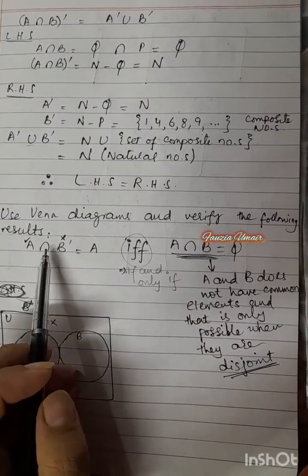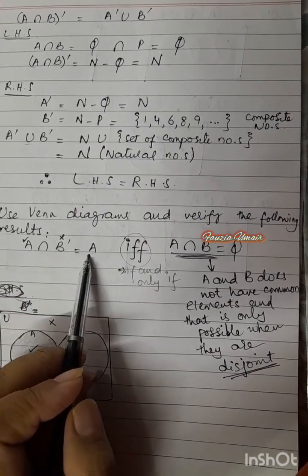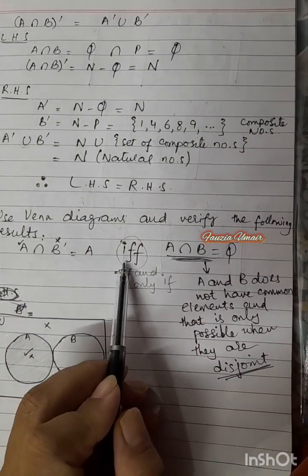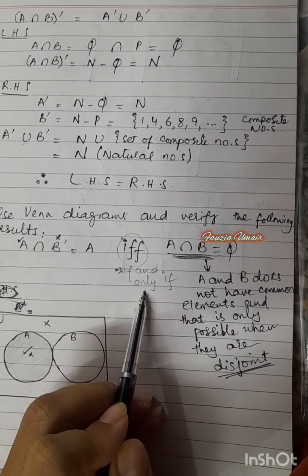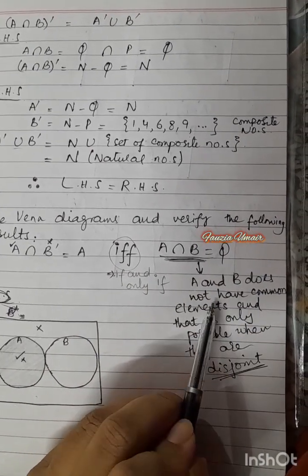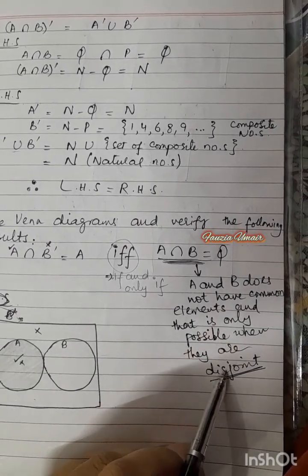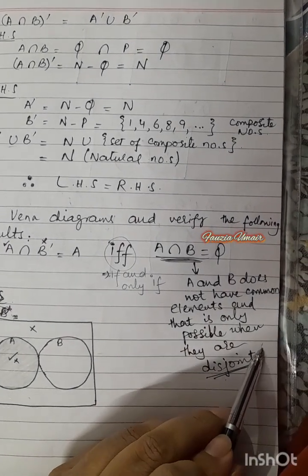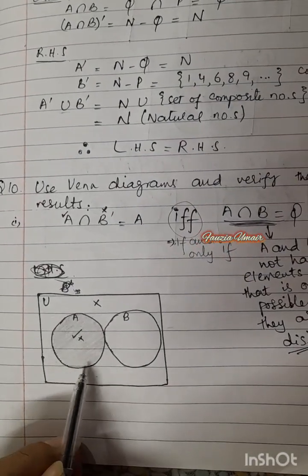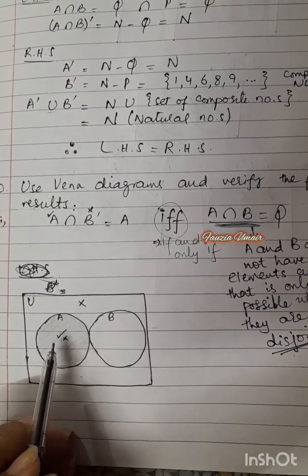Now let's move on to the next question. Venn diagrams we need to use. The first part is A intersection B complement is A if and only if A intersection B is the empty set. It means that A and B do not have a common element, and this is only possible when they are disjoint sets. You can see that two sets are disjoint, they are not overlapping.